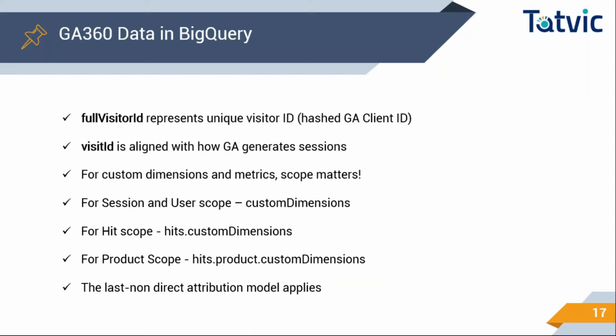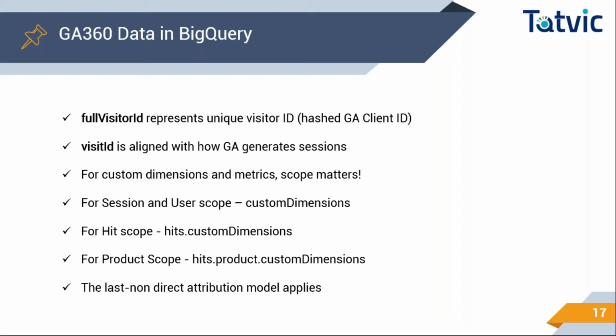The field full visitor ID represents the unique visitor ID. In Google Analytics, we have the client ID, which is the cookie ID created whenever a user lands on my website or mobile application. This client ID is hashed and stored in the field full visitor ID. So there is a one-to-one mapping between each individual user and the full visitor ID available in BigQuery. The visit ID is aligned with how GA is generating the sessions. So the combination of full visitor ID and visit ID will give me a unique session ID to identify a session in the scope of overall GA data that I'm collecting in one particular data set.